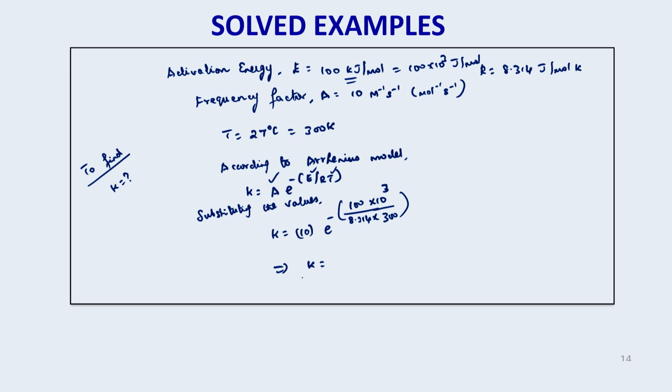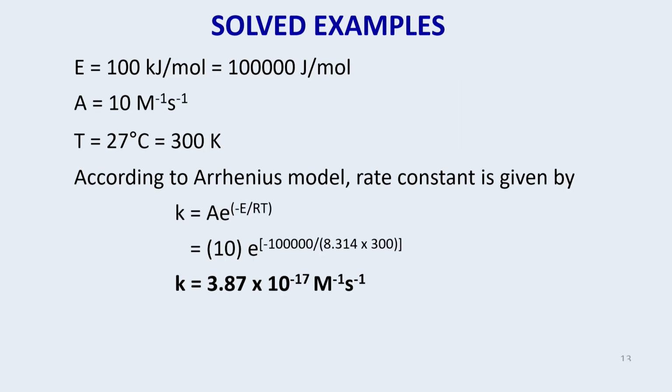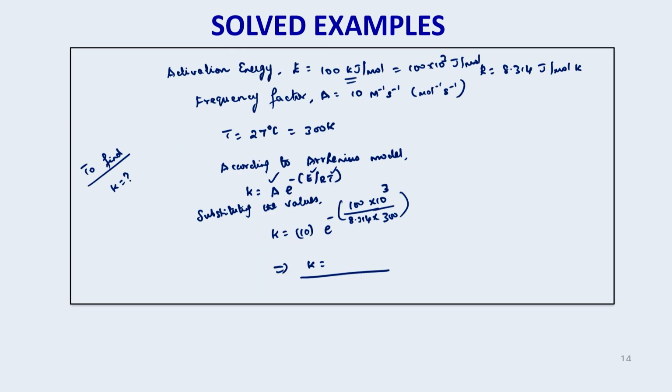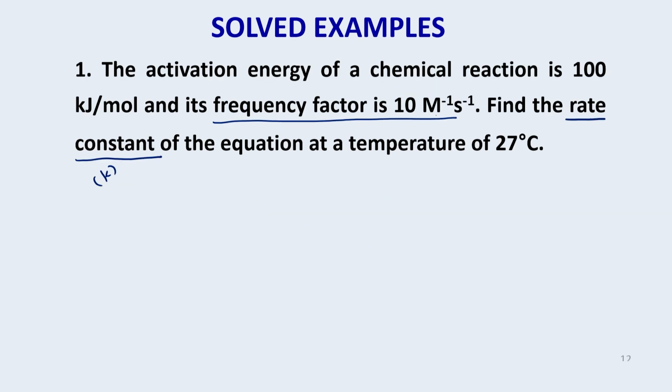So solving, you will get the rate constant as 3.87 into 10 power minus 17 per mole per second, that is capital M minus 1 S minus 1. So it's a very small problem. Let me stop lecture number 19 part 1 at this point. Thank you. I will continue some more topics and numerical questions in lecture number 19 part 2. Thank you.